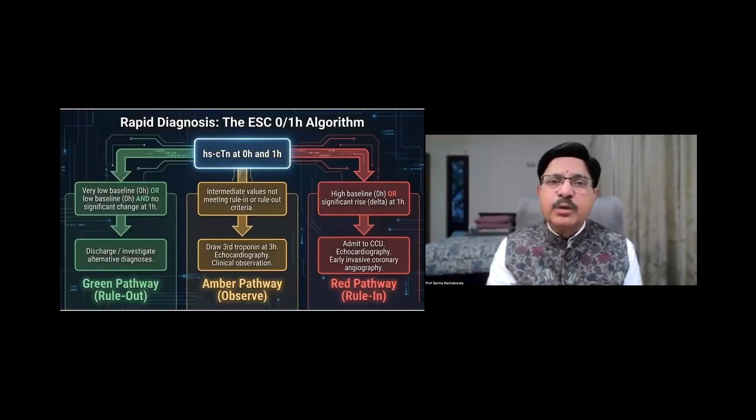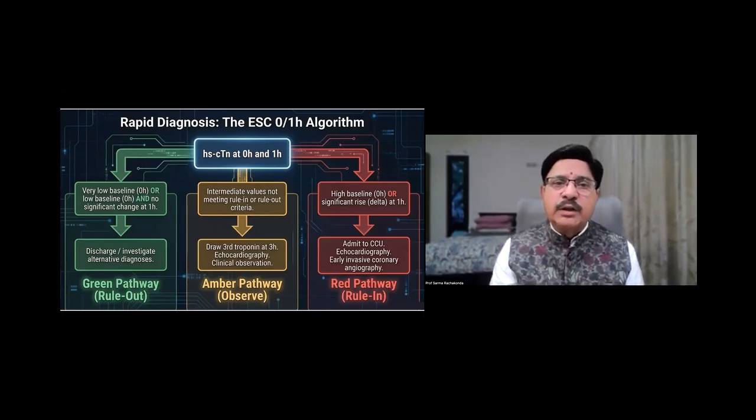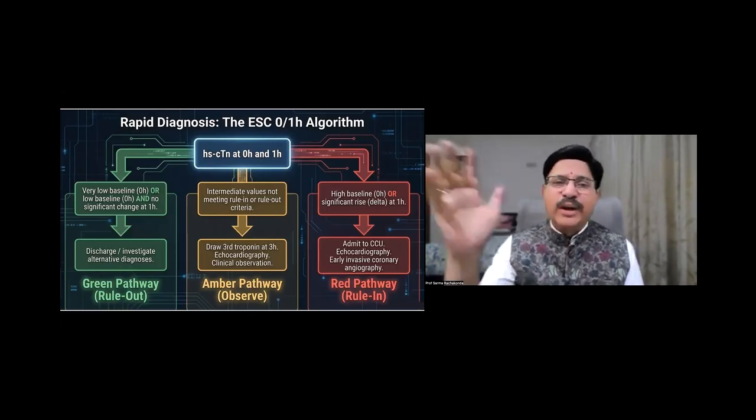Now, rapid diagnosis. European Society of Cardiology 0-1 hour algorithm, HS troponin 0 hour versus 1 hour: very low baseline, no significant change, green channel, discharge the patient, investigate for alternative diagnosis. Or high baseline already, or there is a significant delta at the 1 hour, admit to ICU, you do echocardiography, demonstrate regional wall motion abnormality, early invasive therapy, angiography, red pathway, rule in.